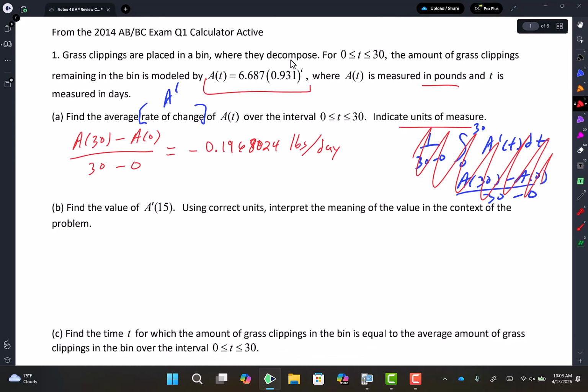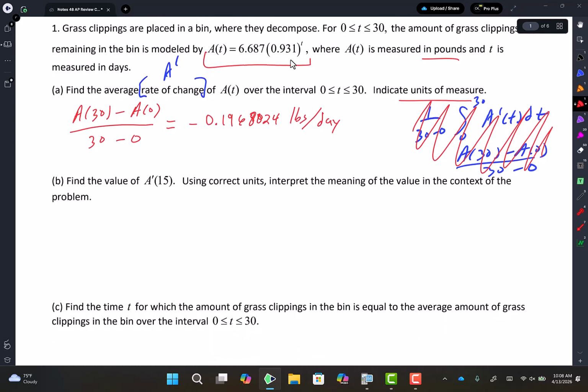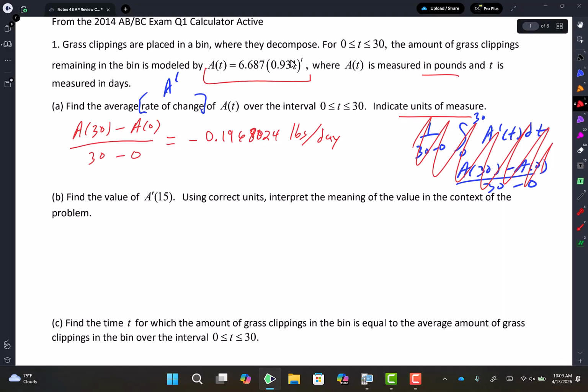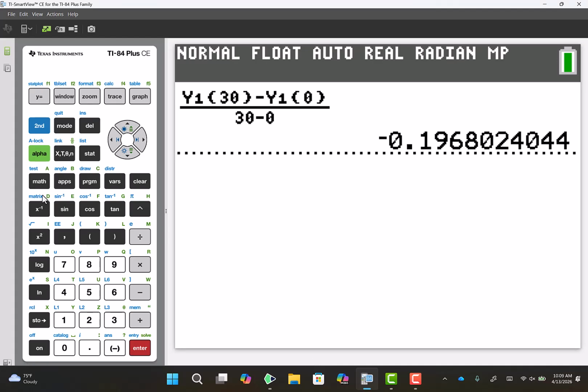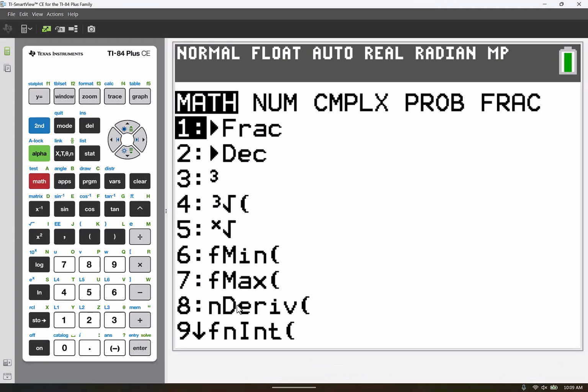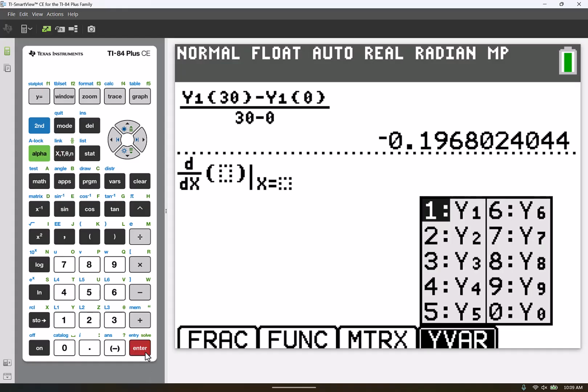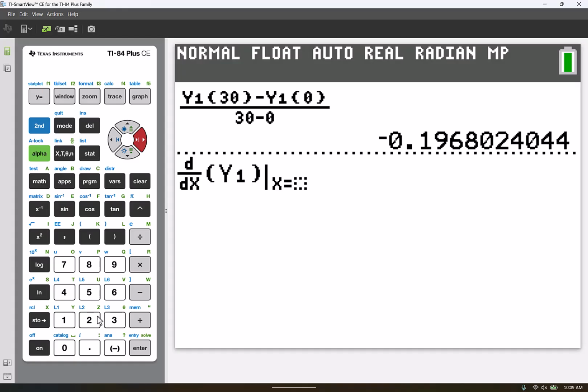Okay, ready for letter B. Find the value of A prime of 15. Use correct units. Interpret the meaning of the value in the context of the problem. Okay, all I have to do is go A prime of 15. You don't have to show anything by hand, guys. It is the calculator section. Just go to your calculator. I'm going to go math. Which one? Number 8. And then X. And then I'm going to put the A in there. Alpha trace Y1 at X equals what value? 15.